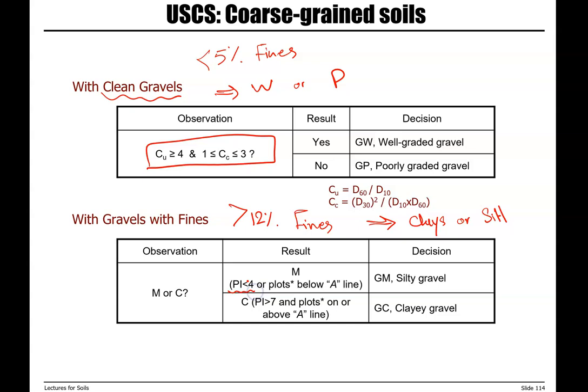PI less than 4, or your point plots below the A line, the blue line in the plasticity chart. If one of these is satisfied, then the material that we have is silt. But if PI is higher than 7 and plots on or above the A line, then the material is clay.